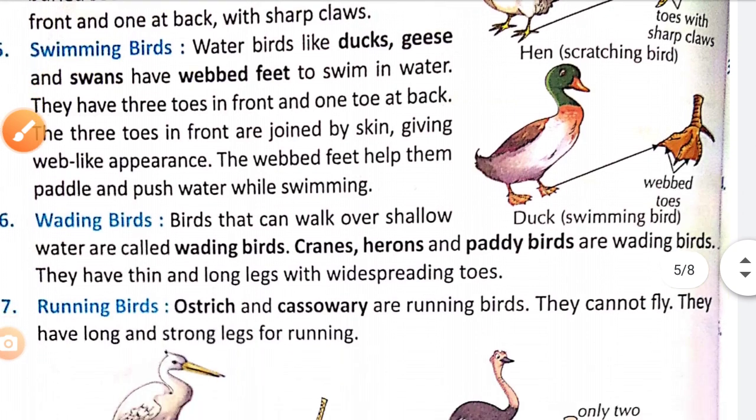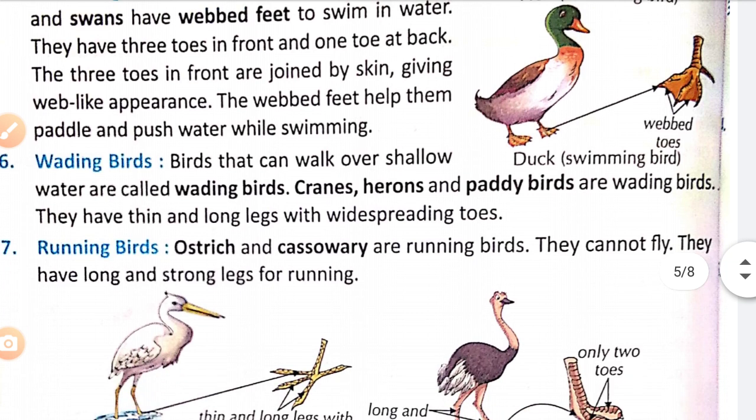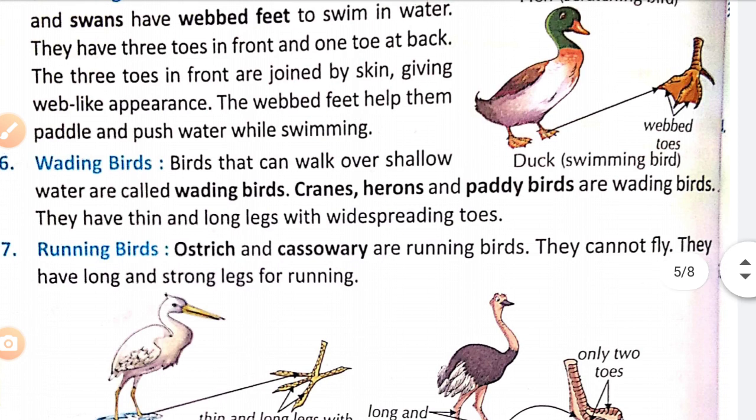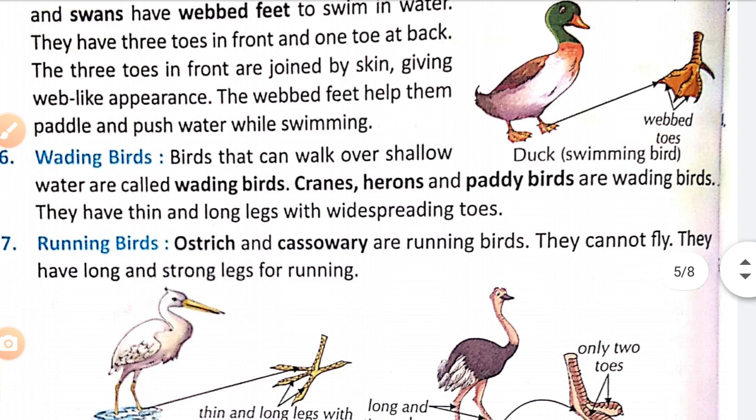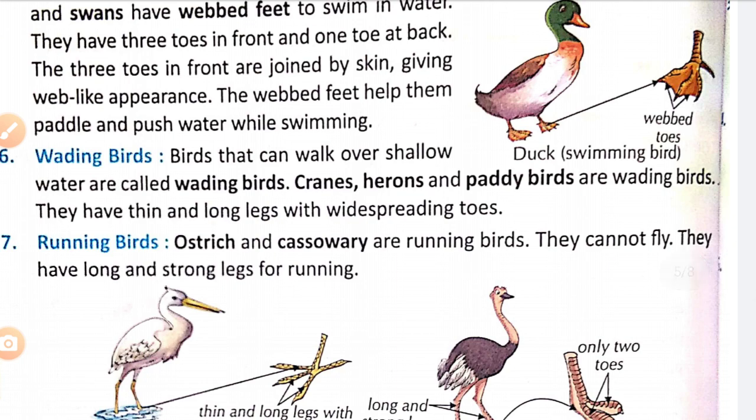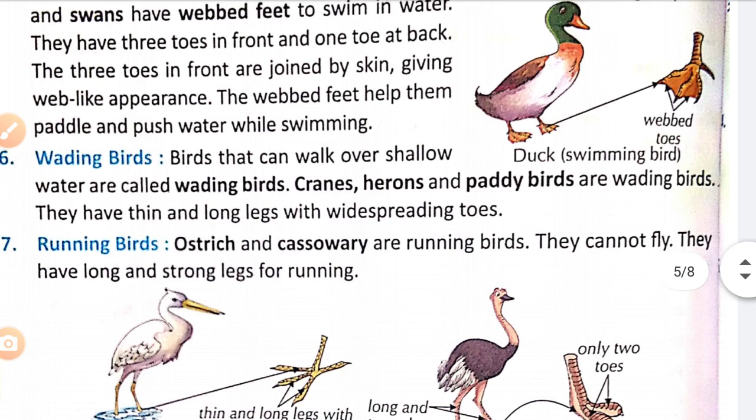Swimming birds. Water birds like ducks, geese and swans have webbed feet to swim in water. They have 3 toes in front and one toe at the back. The 3 toes in front are joined by skin, giving a web-like appearance. The webbed feet help them paddle and push water while swimming.